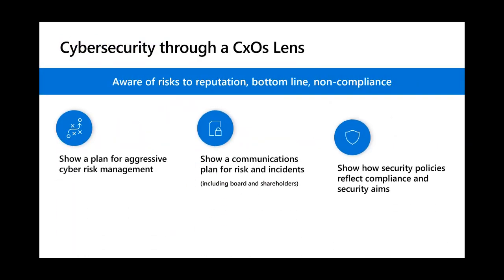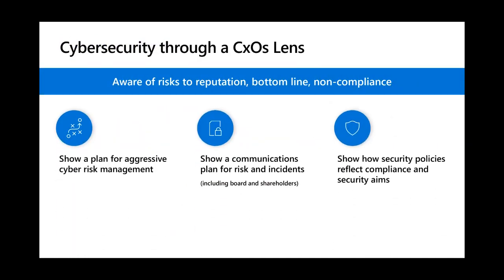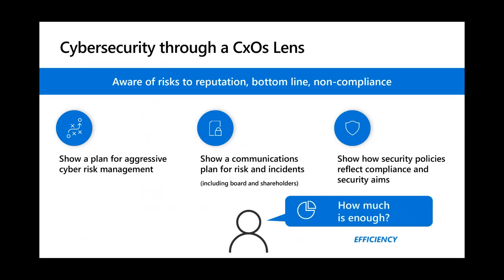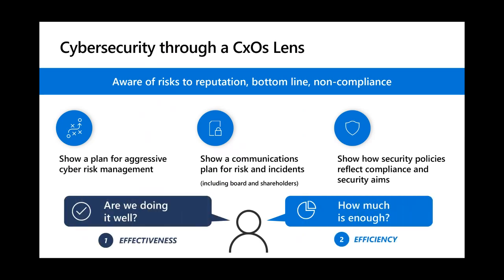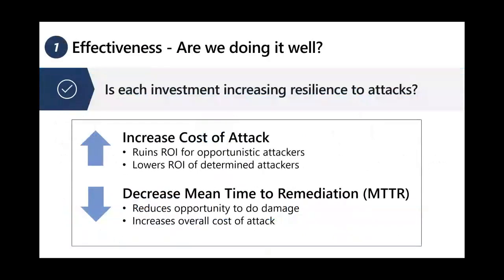When you think about cybersecurity from the CXO's lens, you need to show a plan for aggressive cyber risk management, show a communication plan for risk and incidents, and show how security policies reflect compliance and security aims. There's always this debate between effectiveness and efficiency. Are we doing it well, and how much is enough? Because we might overburden ourselves with a lot of things. With effectiveness, are we doing it well?